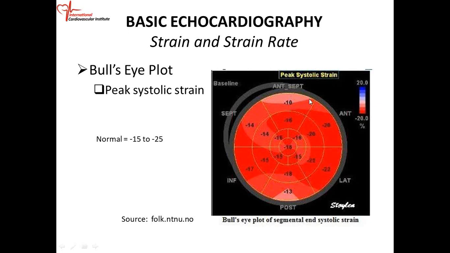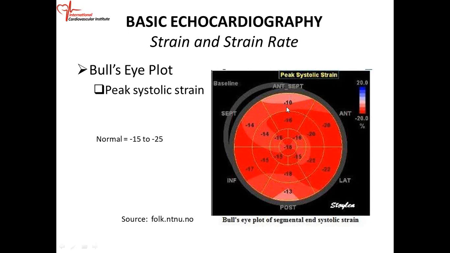Then you have the basal segment outside of that, 6 segments as well: anterior wall, inferior wall, and the lateral, so your inferior lateral, anterior lateral, the septum over here, inferior septum, anterior septum. And the number is for the peak systolic strain. Okay, the number is for peak systolic strain.